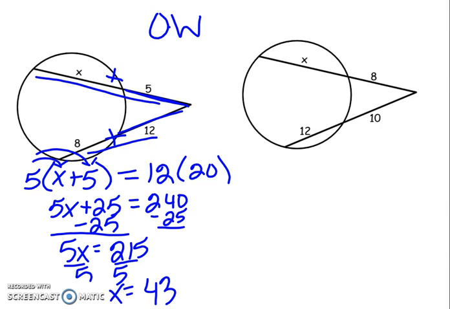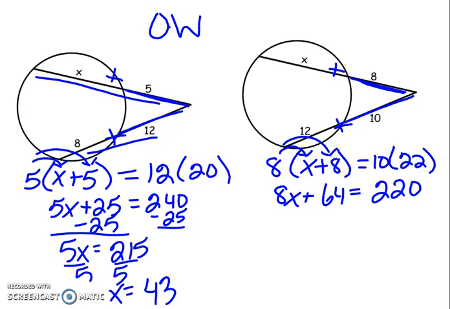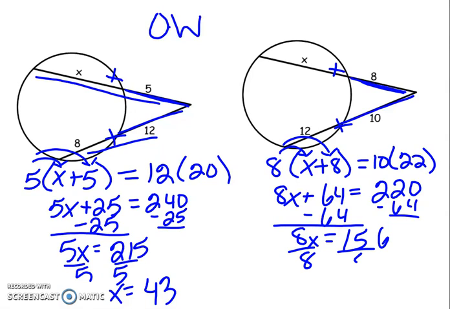All right, then our last one. Again, we need our outside part. So 8. We're going to add these two together. So x plus 8. On the bottom one, our outside is 10. We're going to add these two together. So 22. All right, so we have 8x plus 64 equals 220. Subtract our 64. 8x equals 156. Divide by 8. So x equals 19 and a half.